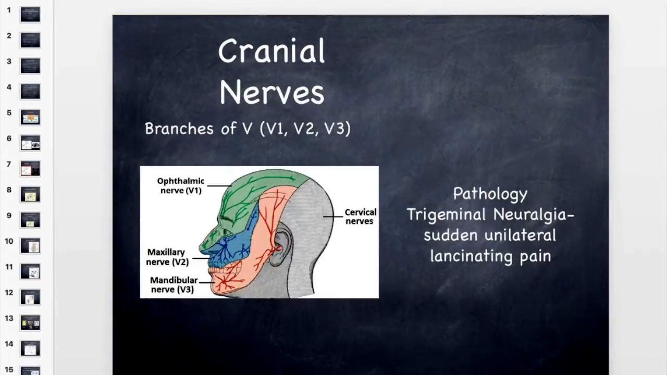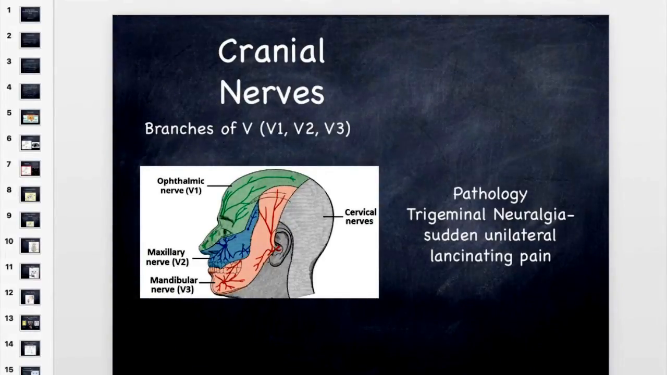Next, cranial nerves. So cranial nerve 5 does a lot. All you have to do is go back to your Netter.